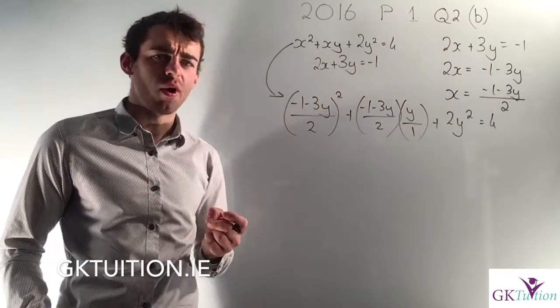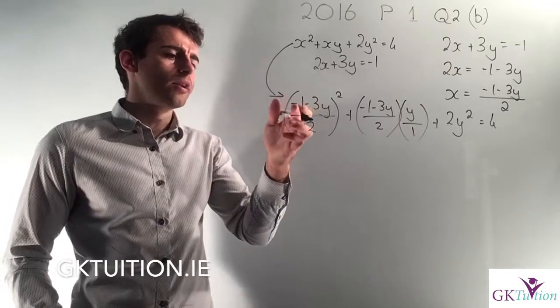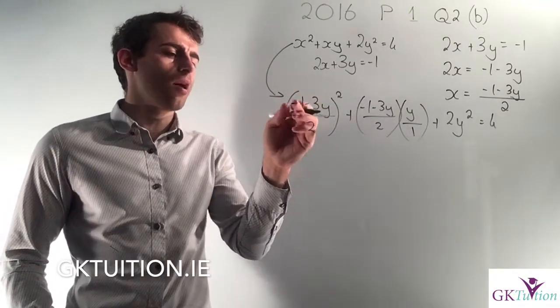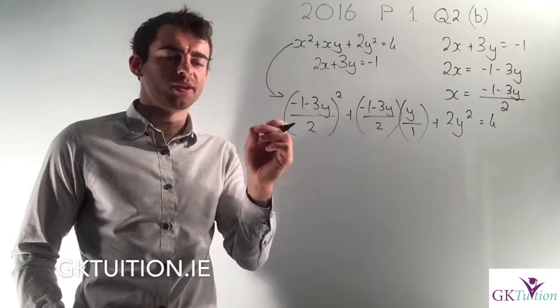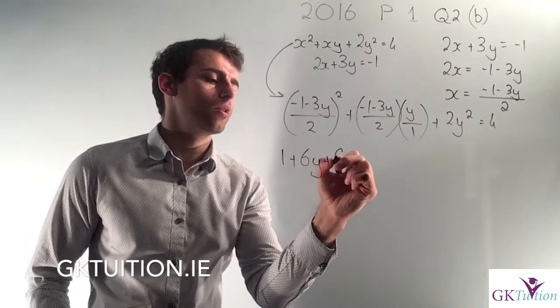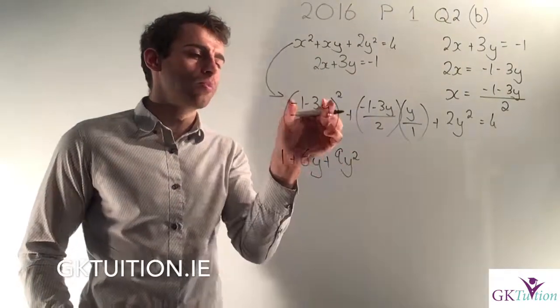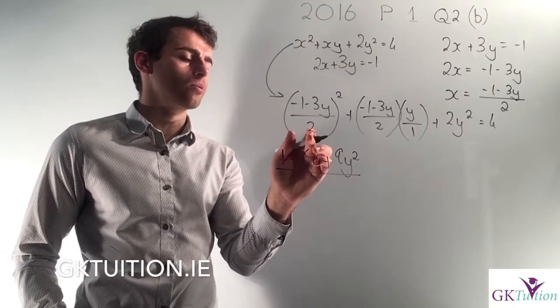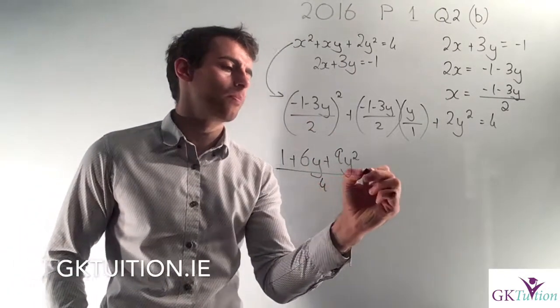So let's just continue on from here. I've got minus 1 minus 3y to be squared over 2. If I square the top, that's minus 1 minus 3y by minus 1 minus 3y. If I multiply that bracket by itself, that would give me 1 plus 6y plus 9y squared. And I also have to square the bottom, so 2 squared gives me 4.